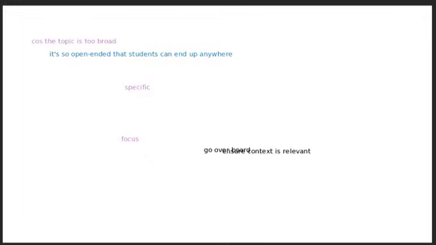Why do we need parameters? In other words, why do we need boundaries or limitations? Focus, not bad. The topic is too broad, yeah, okay. Anyone else? Just throw them in. Context is relevant, go overboard, specific. It's so open-ended that students can end up anywhere. Okay, good. All of those are spot on.